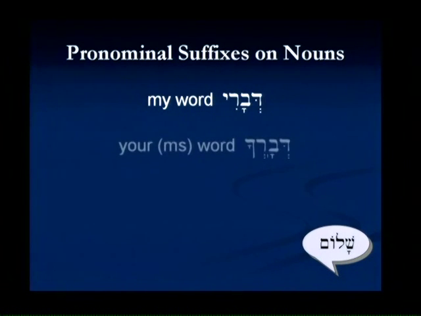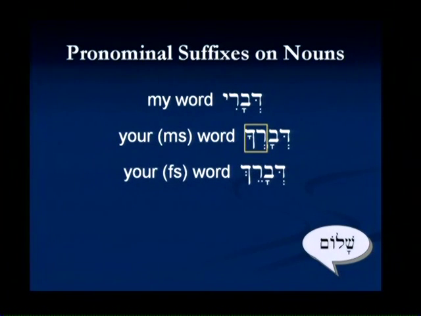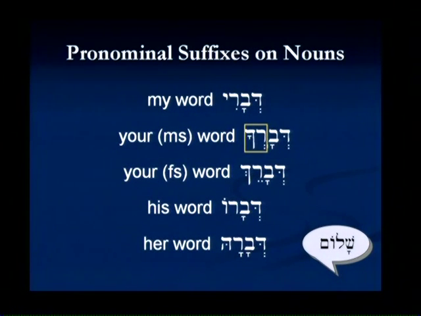Devari means my word. Divarika. Your, masculine singular, word. Divarek. Your, feminine singular, word. Divaro. His word. Divarah. Her word. Literally, the word of her. If you're wondering why Shalom's down there in the corner, that's the word. All right?